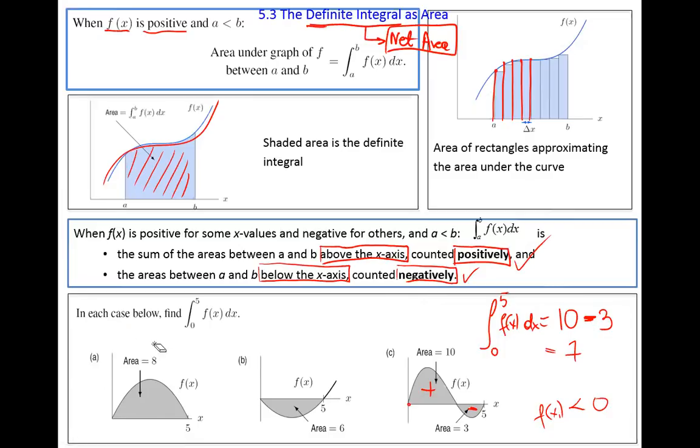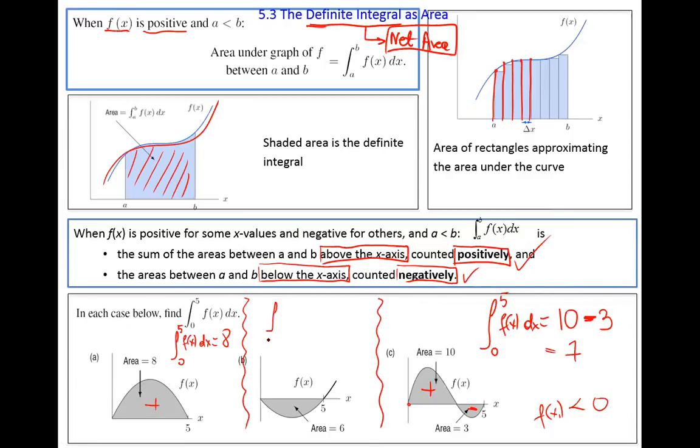Can you tell me the value of this integral for graph A? From 0 to 5, the same integral, f of x dx. Now we can see everything is above. The area is 8. It's simply, yes, thank you, Craig. It's just 8.